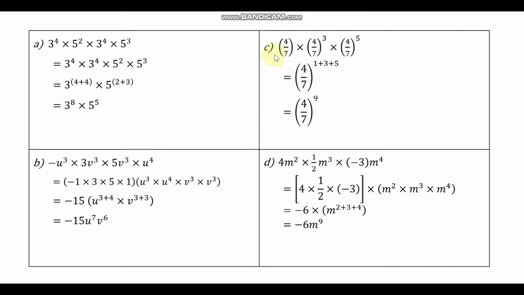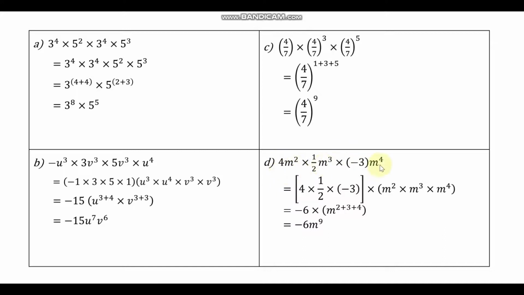Next question here we have is 4 over 7 times 4 over 7 to the power of 3 times 4 over 7 to the power of 5. So this is just a simple question because we only got one base. So we only plus all the values of index together. 1 is from here, plus 3 plus 5. Finally, we have the index value of 9.